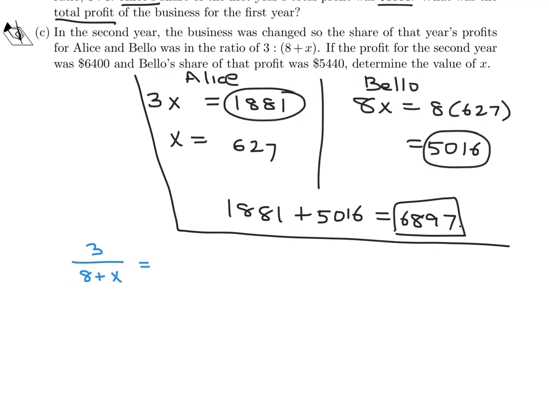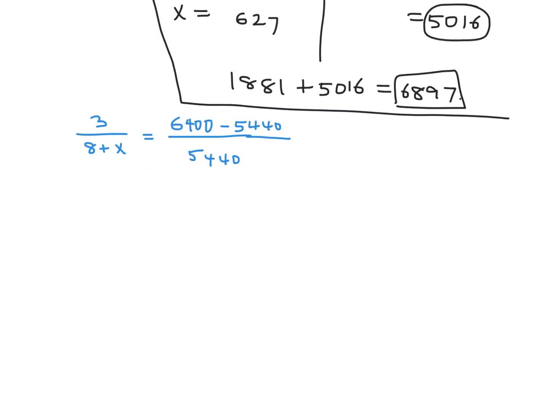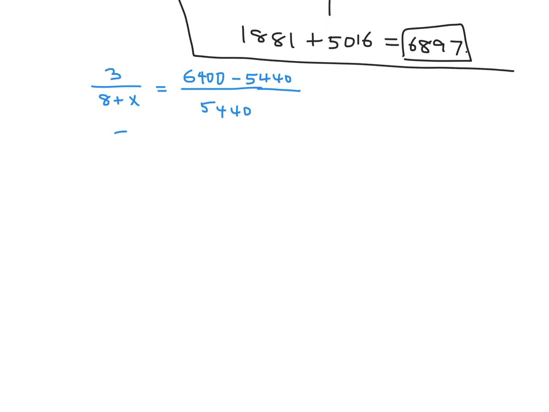And this time, let's see here. Bello is 5440. And then the total is 6400. So I guess for Alice, it would just be the total minus what Bello got. Okay, I'm pretty sure that's the math. Okay, so now we just have to solve this for x. It shouldn't be that hard.